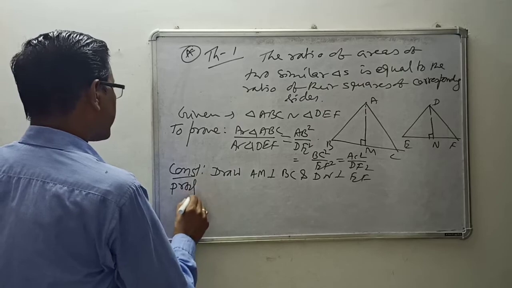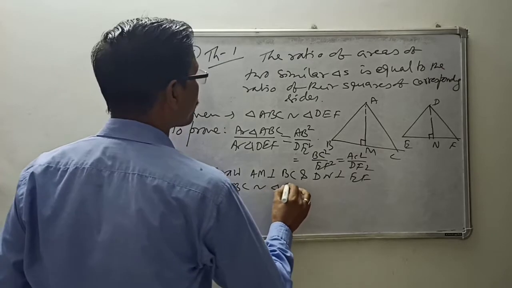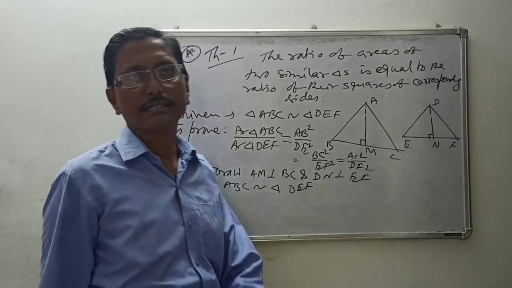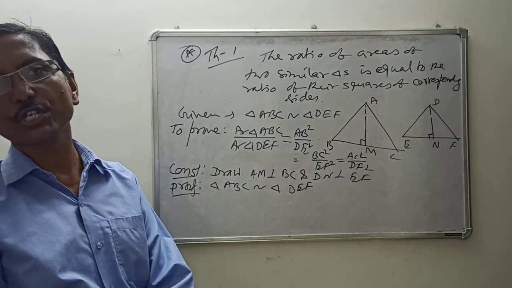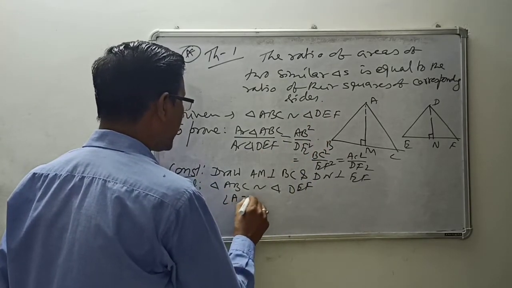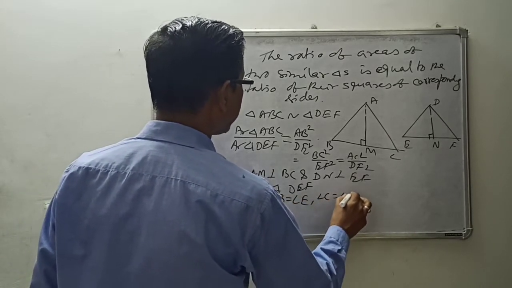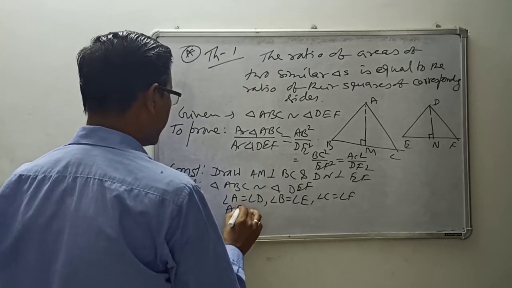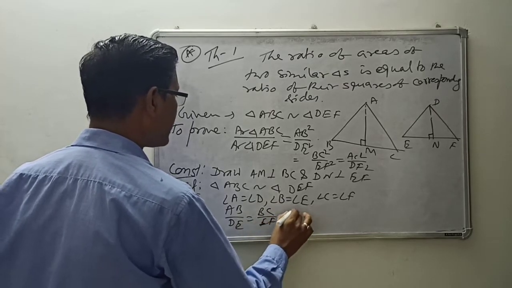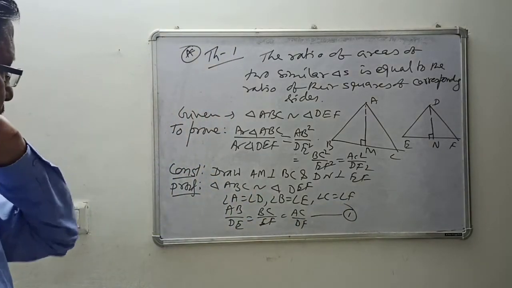Now, since the triangle ABC is given similar to DEF, we know if two triangles are similar, then the corresponding angles are equal and corresponding sides are proportional. Their ratios will be equal. So the respective angles: angle A equal to angle D, angle B equal to angle E, and angle C equal to angle F, as well as AB by DE is equal to BC by EF is equal to AC by DF. These are the original similar triangle properties.